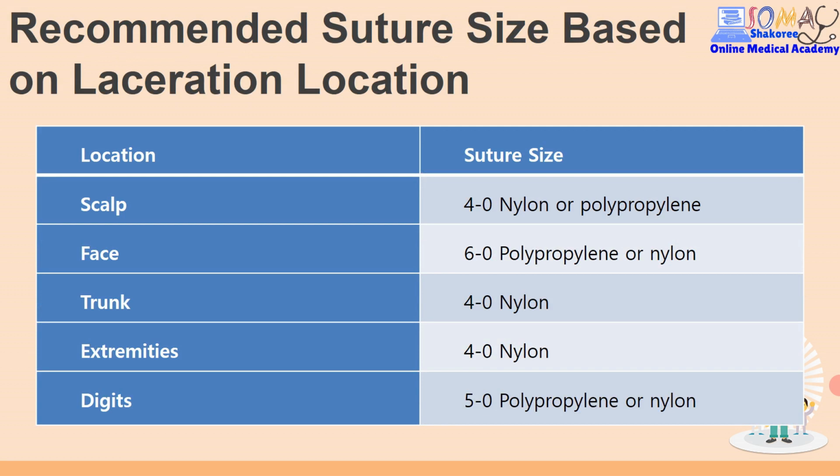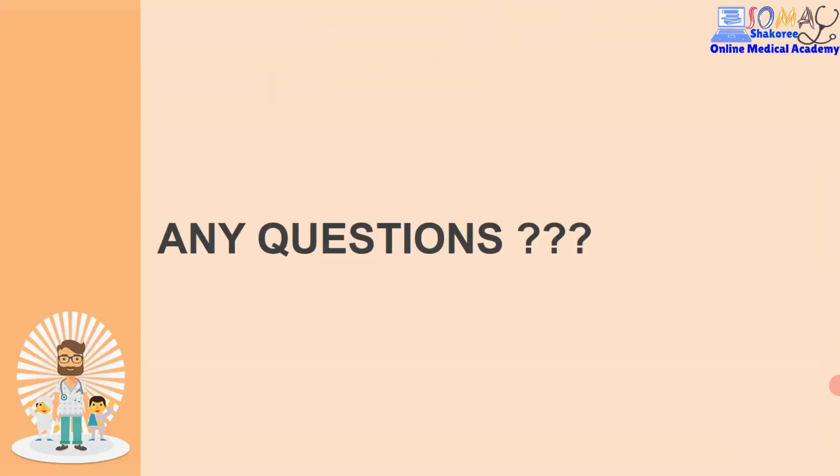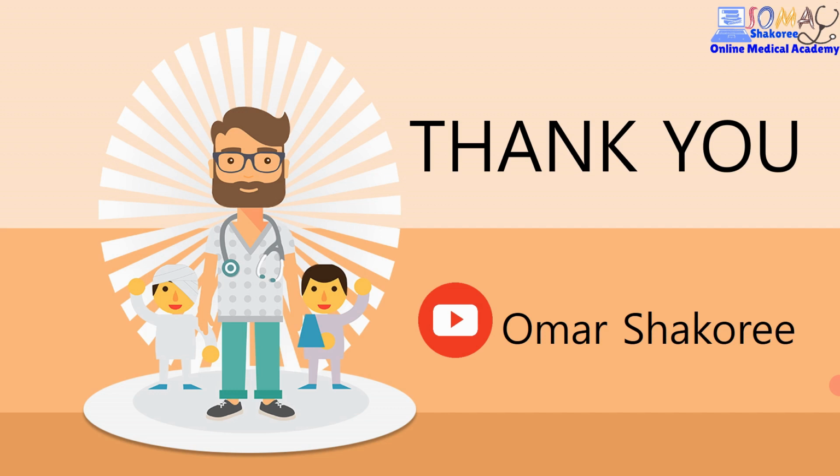absorbable sutures. Now the suture size and material, the best option for laceration location. If you have a scalp injury, the best is to use 4-0 nylon or Prolene. If you have a face wound, the best is to use 6-0, also Prolene or nylon. If you have a trunk wound, the best is to use 4-0 nylon. For extremities, also 4-0 nylon. If you have digits, the best is to use Prolene or nylon 5-0.